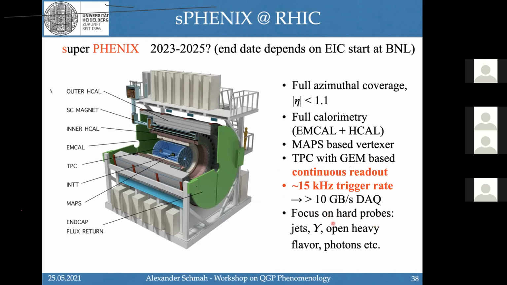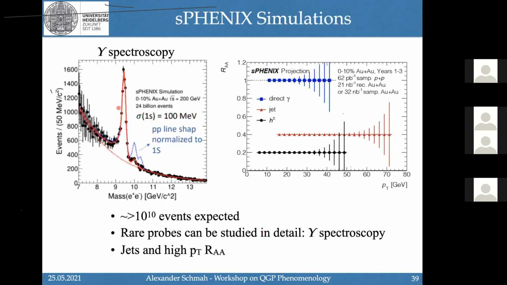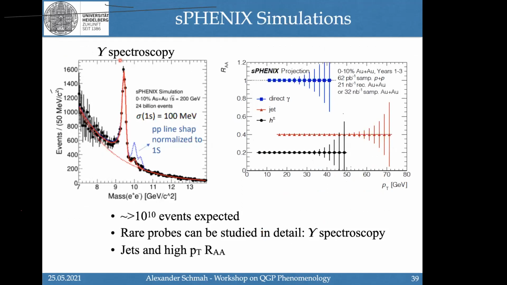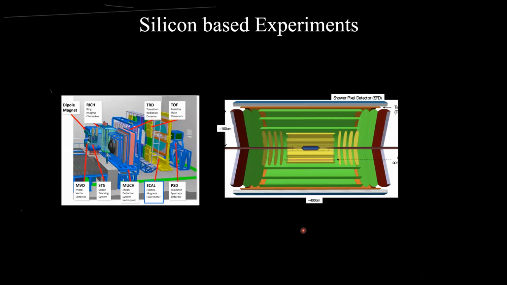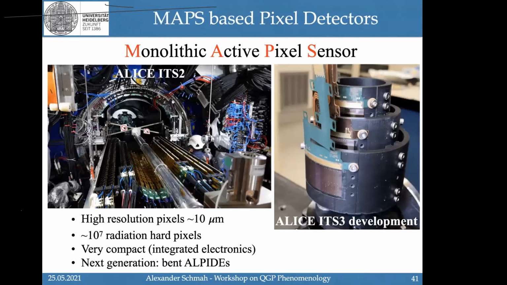And the focus here is on hard probes, upsilons, jets, heavy flavor, and so on. So here you see some predictions from sPHENIX for upsilons and also RAA for jets, hadrons, and so on, going to very high pT. So at the very end of the past few minutes, I will talk about the latest stage of evolution in heavy ion experiments, experiments which are mainly based on silicon technology. So monolithic active pixel sensors, this is what MAPS stands for. I mentioned this term a few times before.